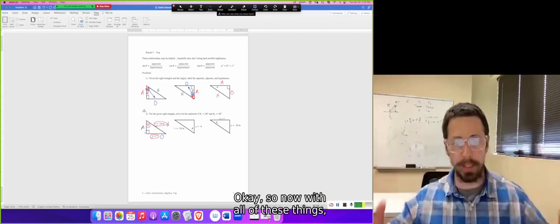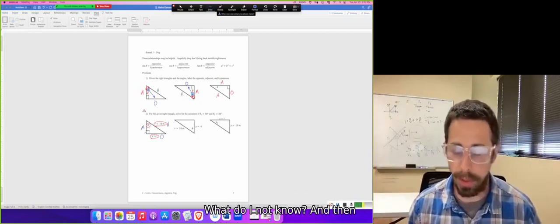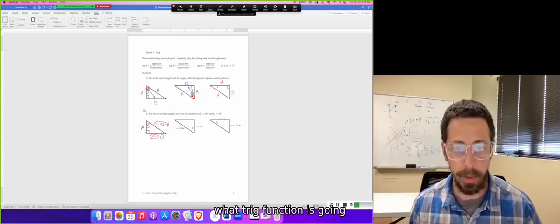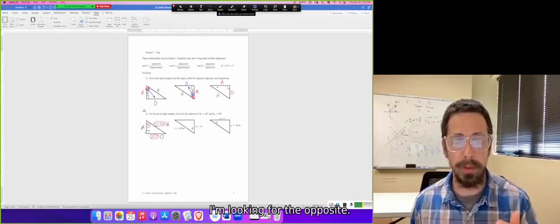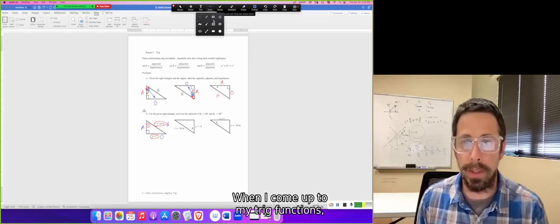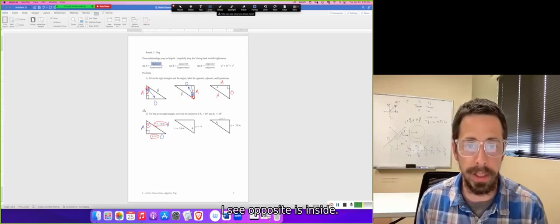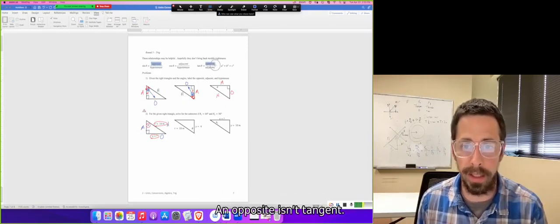Okay, so now with all these things, what are we given? What do I not know? And then what trig function is going to help me solve for my unknown, right? I'm looking for the opposite. And when I come up to my trig functions, I see opposite is in sine and opposite is in tangent.